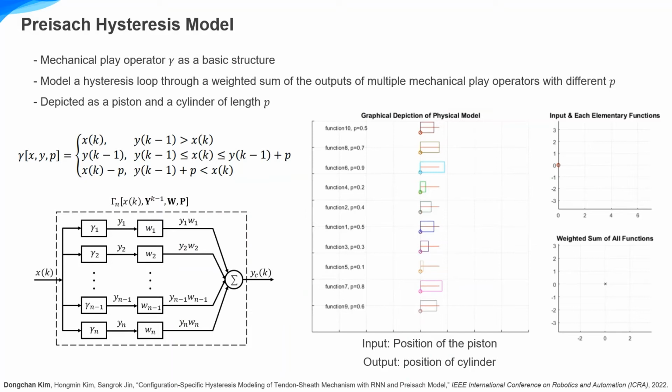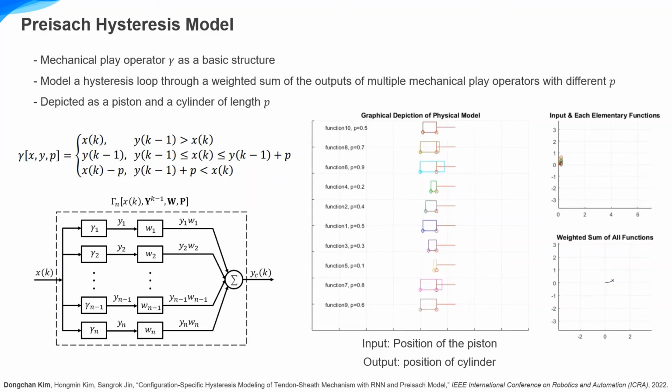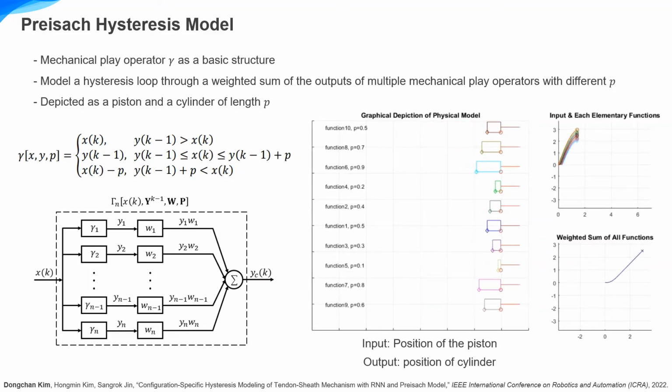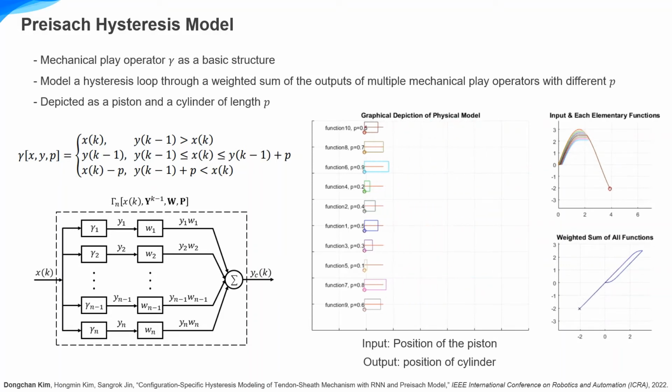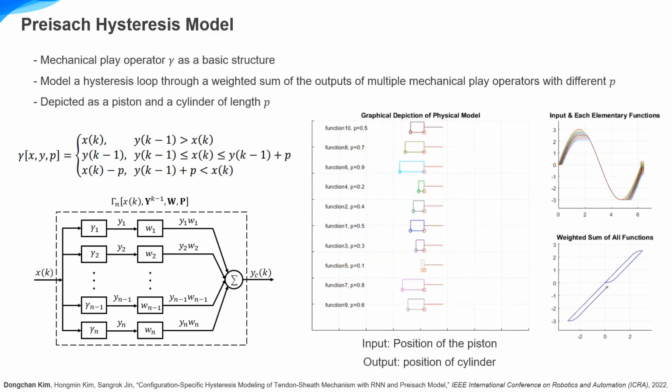The Presac model models a hysteresis loop through a weighted sum of the output of a mechanical play operator gamma that can be described as a piston cylinder model. In the video, a hysteresis loop is formed through the weighted sum of the outputs of 10 piston cylinder models with different lengths of the cylinder.